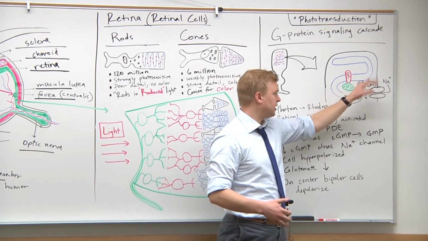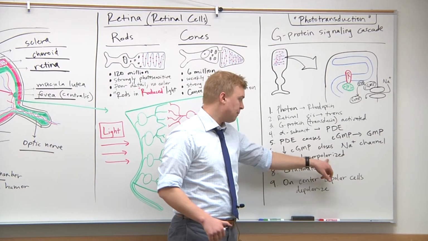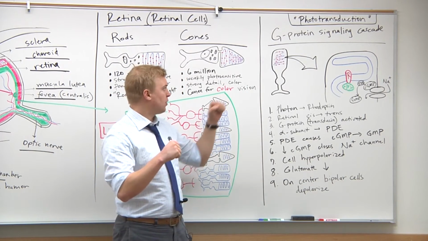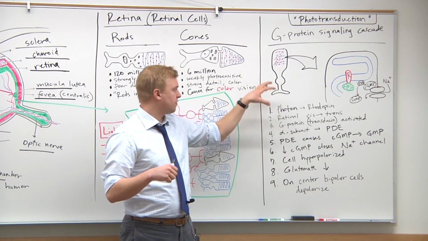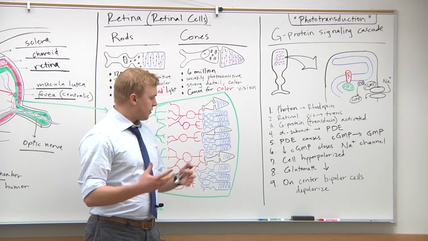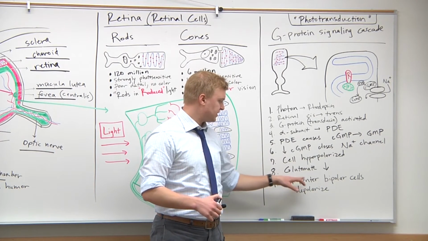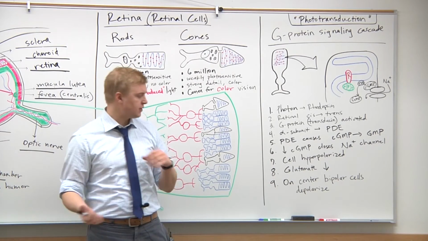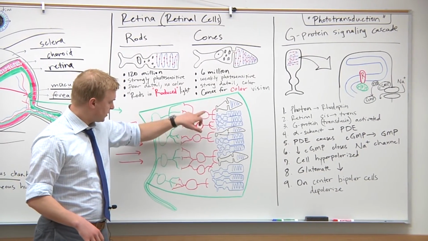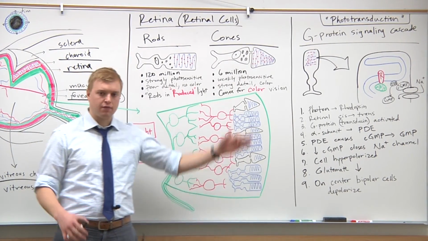So again, with the lack of cyclic GMP, sodium channels are going to be cut off. This is going to cause the cell to be hyperpolarized, which in turn will turn the rod off. And when the rod is off, you have a decrease in the release of glutamate, the amino acid glutamate. And with that decrease in the release of glutamate, you're going to cause the on-center bipolar cells. There's off-center and on-center bipolar cells. You're going to cause the on-center bipolar cells to depolarize. And once these on-center bipolar cells depolarize, the signal is propagated to the ganglion cells and off onto the brain to be transduced.